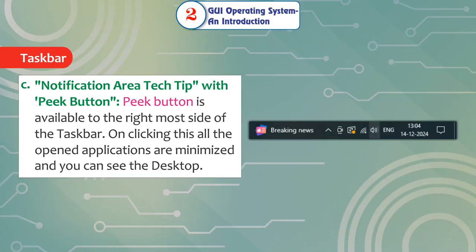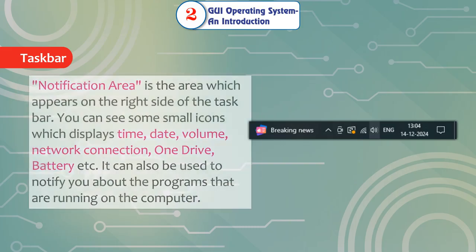Notification area tech tip with peek button. Peek button is available to the right-most side of the taskbar. On clicking this, all the opened applications are minimized and you can see the desktop.